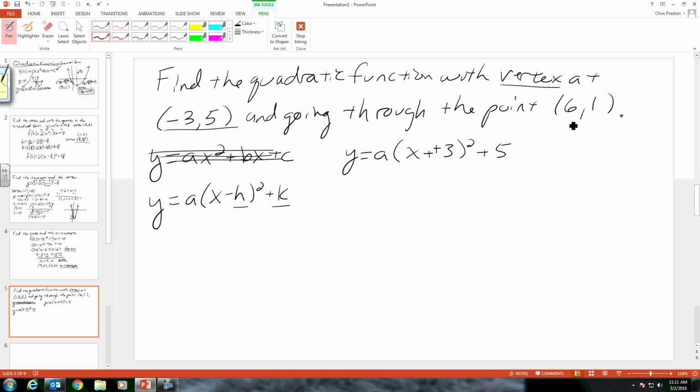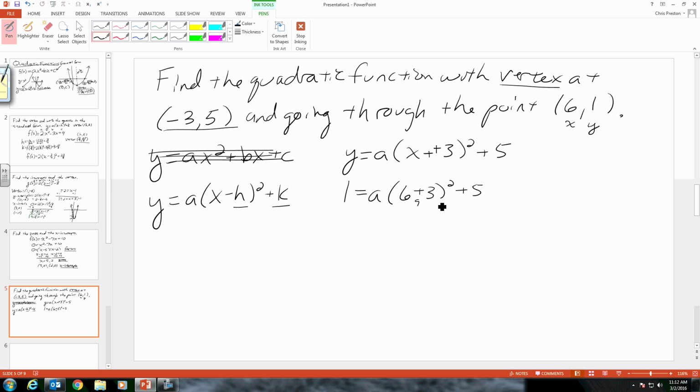So this says when x is 6, y is 1. Now x isn't always going to be 6, and y isn't always going to be 1. But if x is 6, y is 1. Well, we can use that fact to figure out what this multiplier has to be. So if we fill in 1 for y and 6 for x, we can figure out what a has to be. So I want to figure out what a is.